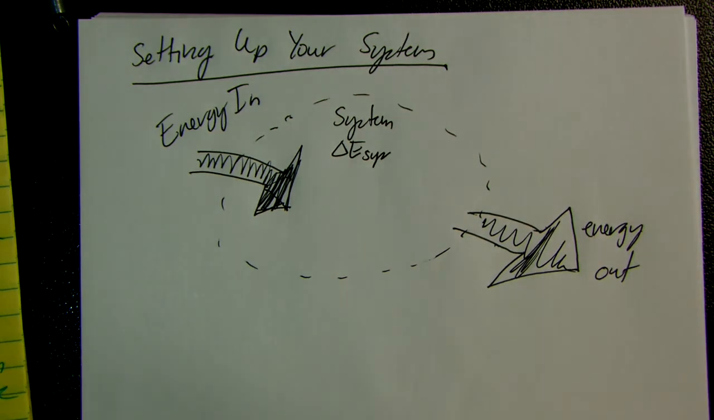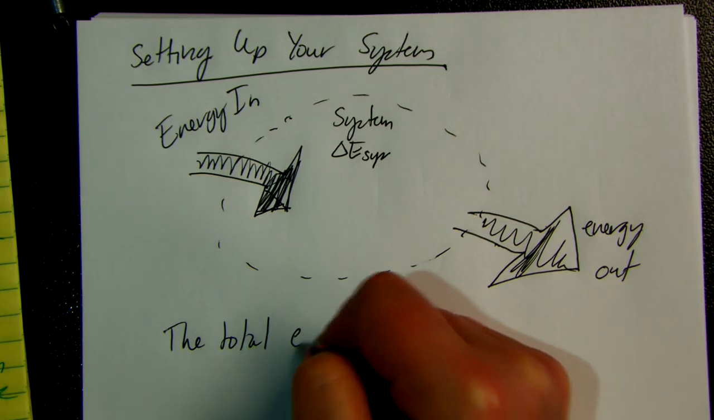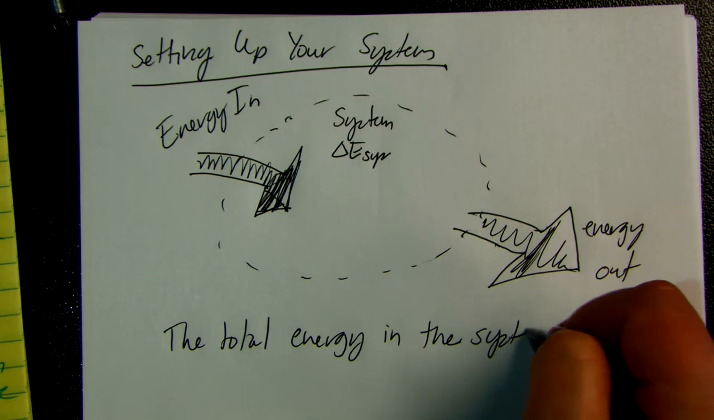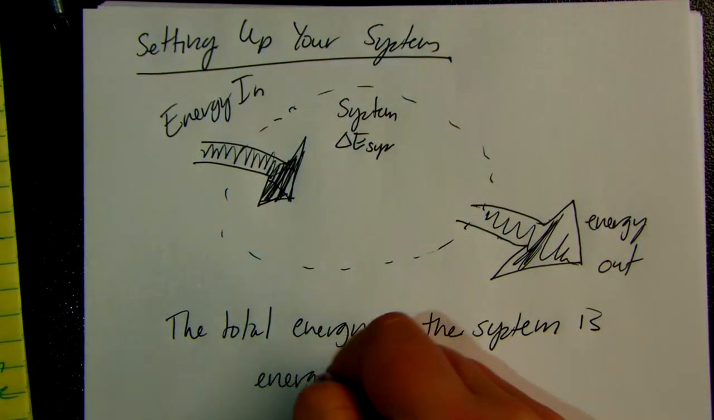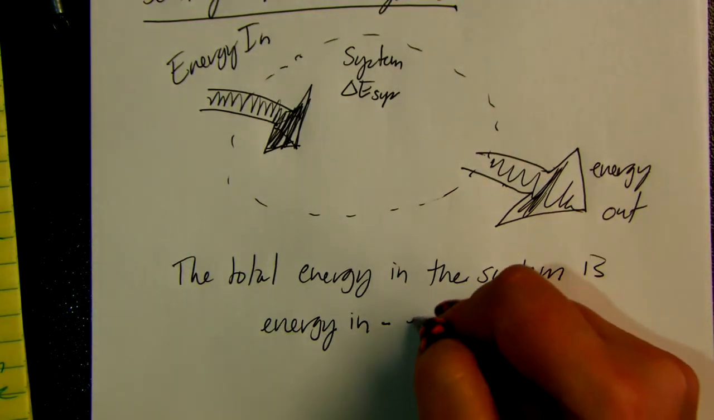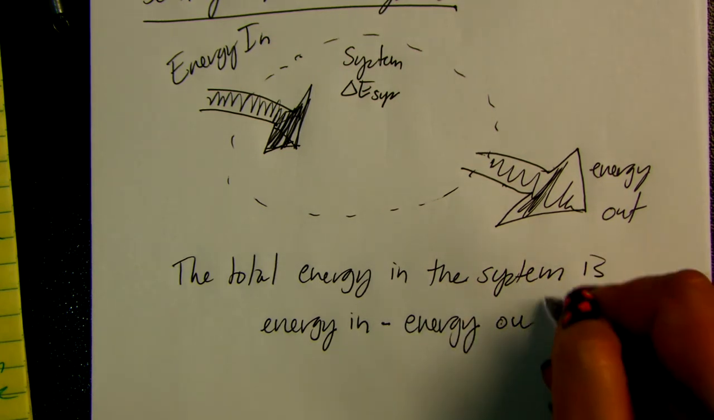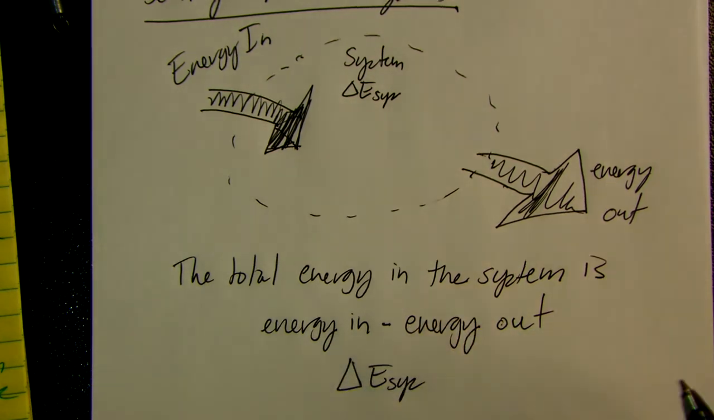So you're going to want to think about that boundary where you're looking at the energy transfers. So the total energy in the system is energy in minus energy out, which can be expressed as delta E system.